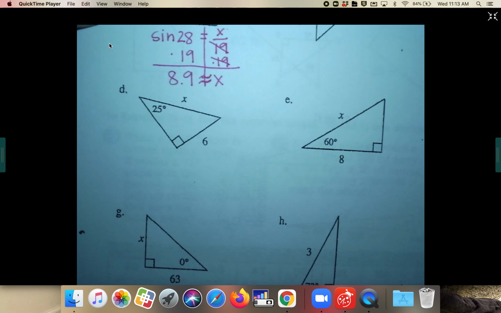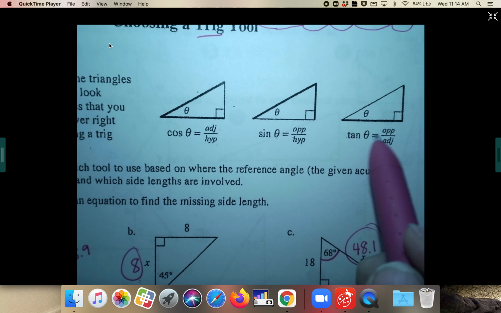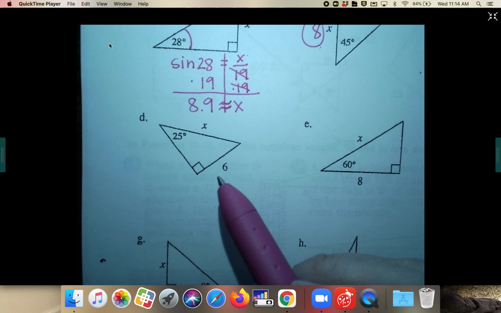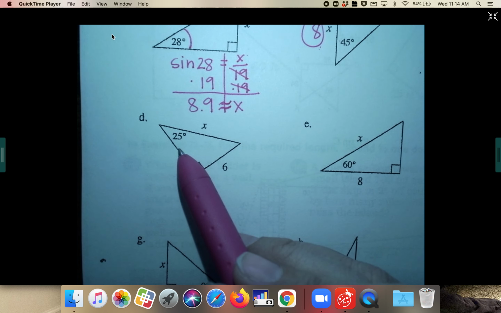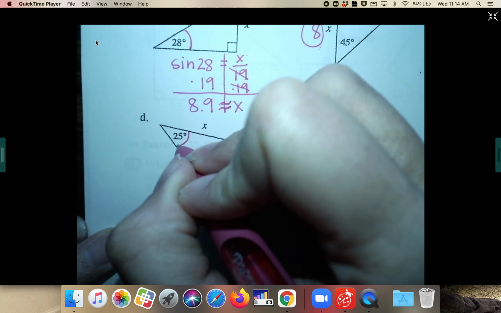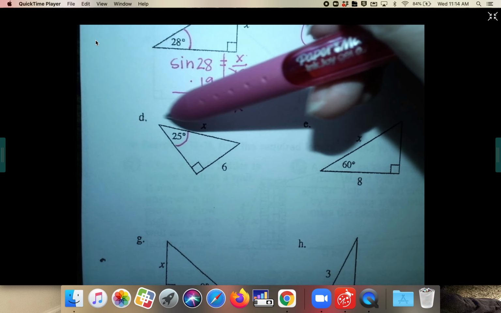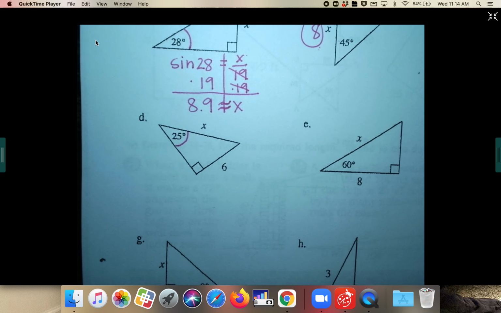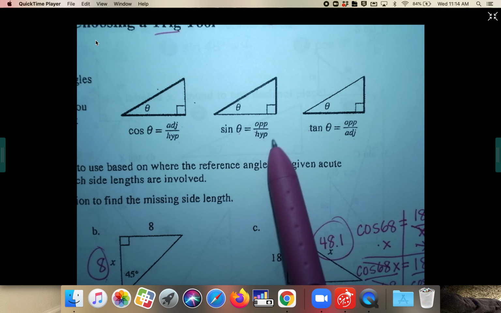All right, let's do just a few more. I don't need to do a whole lot of these with you because it's just over and over again using these ratios. So D has an angle of 25, so it's not a fancy angle that we know like 30, 60, 90 or 45, 45, 90. So the angle is 25, and we have an opposite of 6 and we have a hypotenuse. So we need to look for opposite and hypotenuse. So let's go up here and look for opposite and hypotenuse. That would be this one.